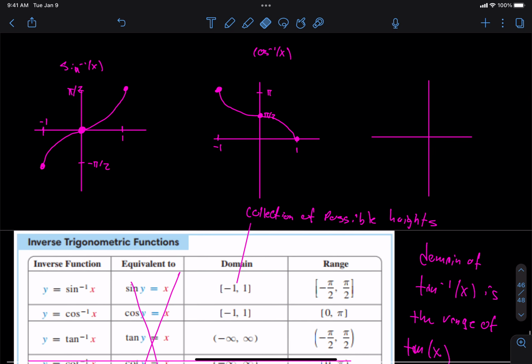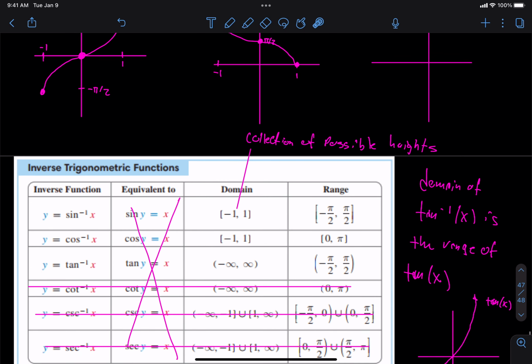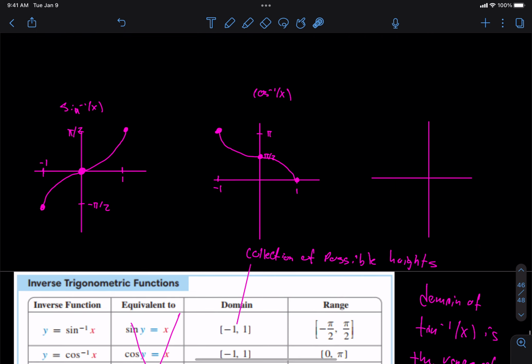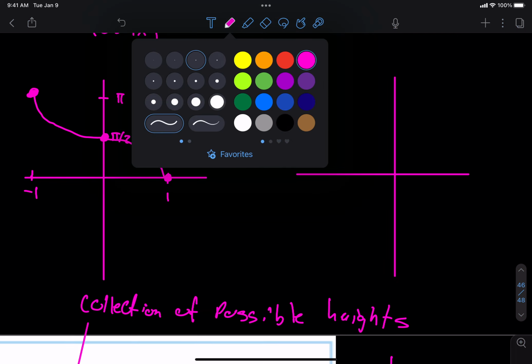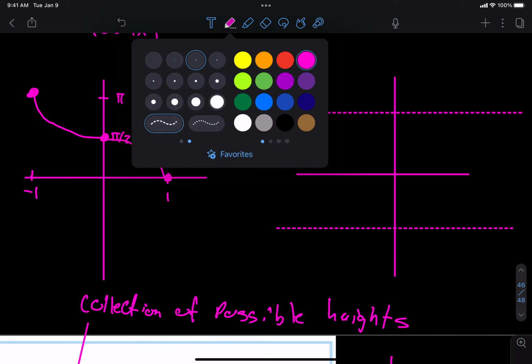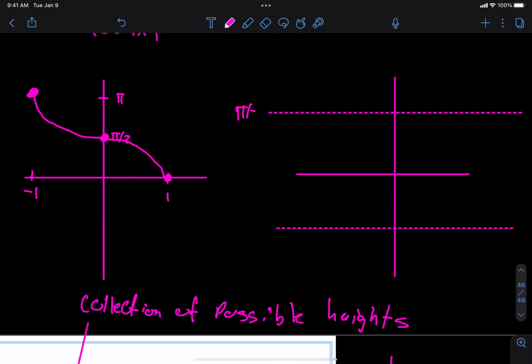And what does tan inverse look like? Well, the tangent function has a vertical asymptote at pi over 2 and negative pi over 2. Therefore, tan inverse is going to have a horizontal asymptote at negative pi over 2 and pi over 2. And it's going to look something like this. Here's negative pi over 2, and here's pi over 2. And the graph will look like this, basically.